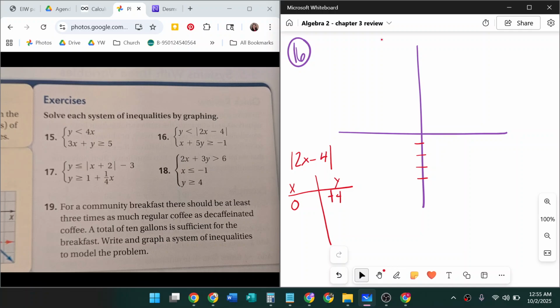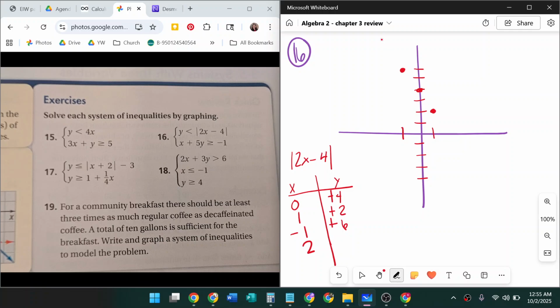It's positive 4 because we have to take the absolute value. And then 1 is the same way. 2 minus 4 is negative 2, but we take the absolute value and it becomes positive 2. How about if we put in a negative 1? That would be negative 2 minus 4, which is negative 6, and when we take the absolute value, it becomes positive. So negative 1 is here. How about if we put in 2?